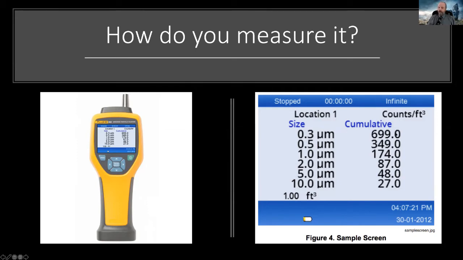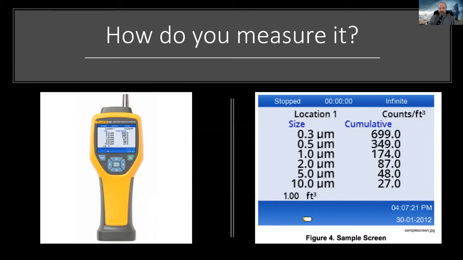We've got a 0.3 micron. We're getting about 700 counts, and we got 350 at 0.5. Remember, it's 0.3 microns and bigger. So if you were to add all of these up, that would give you an idea how many particles per cubic foot are larger than 0.3 microns. By looking at that, you got 700, 1,050, and so on, about 1,500 or so particles per cubic foot.